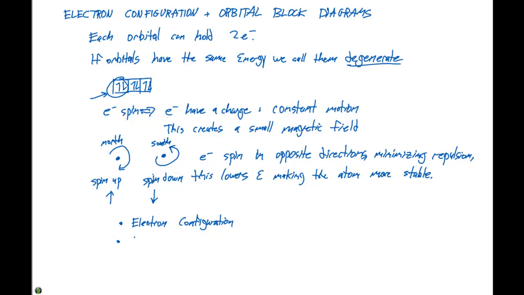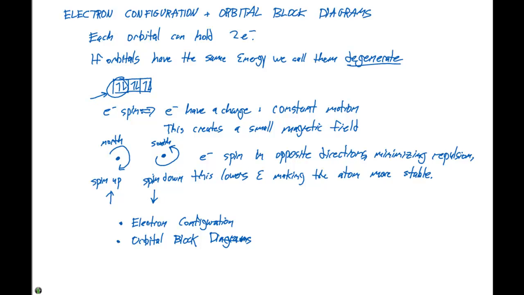And we also use orbital block diagrams. The block diagrams also tell us how many electrons are in a particular orbital, and it's also going to tell us which particular orbital that they're in. So the block diagram will give us a little bit more specific information.